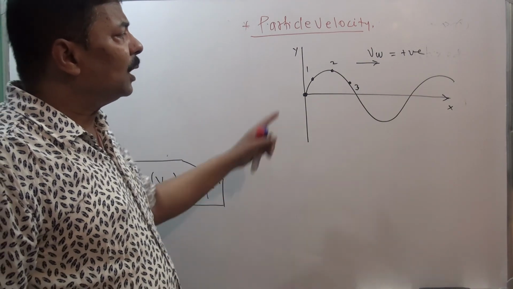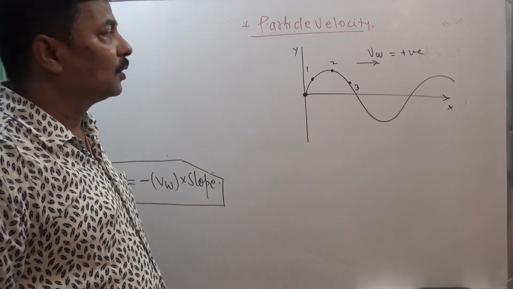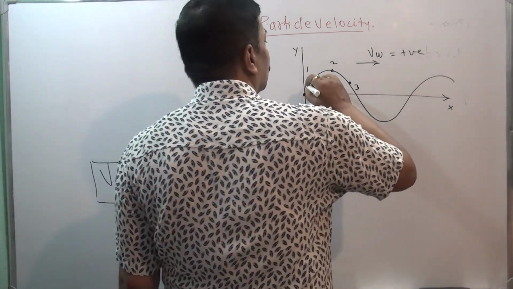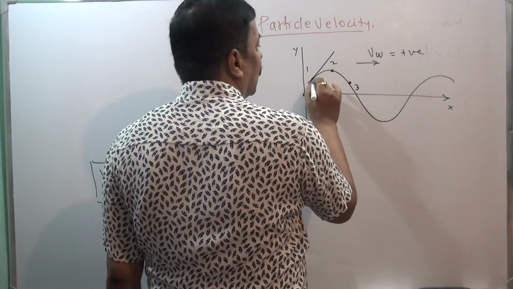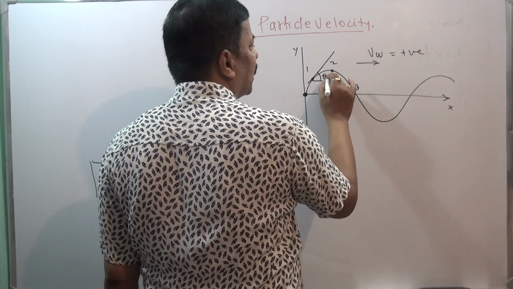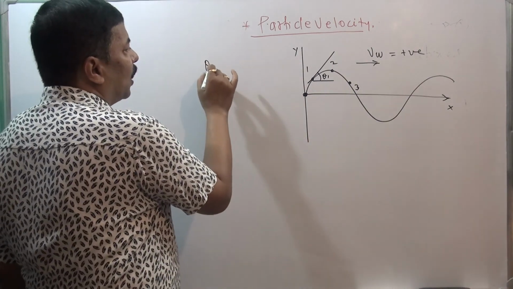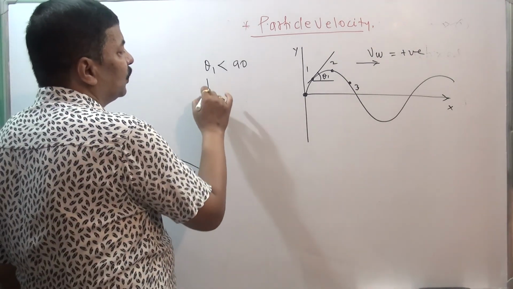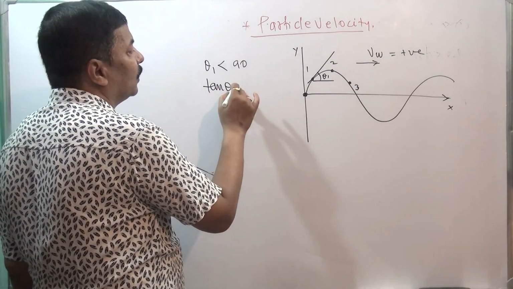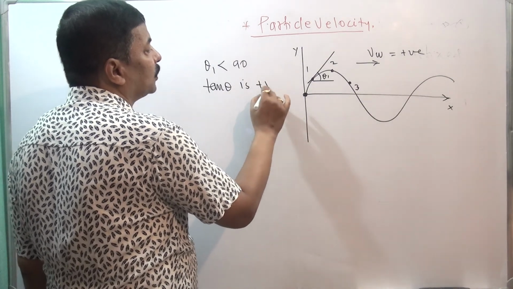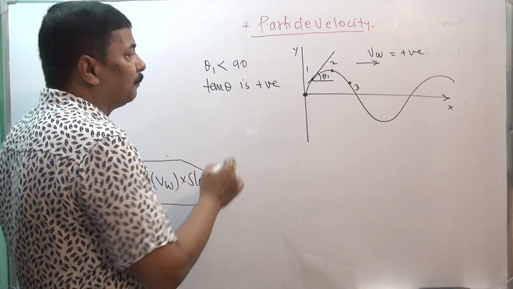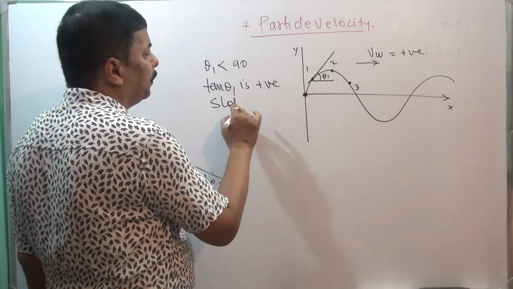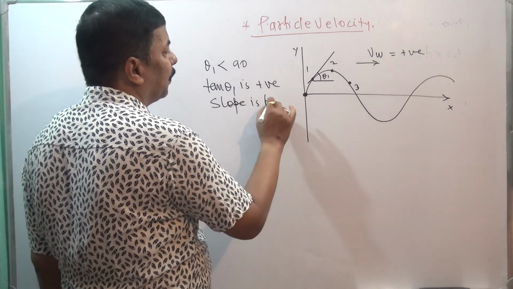Now, if we want to concentrate on the particle velocity of particle number 1, we have to find the slope. The y-x curve is there, you see. Here, theta 1. Theta 1 is less than 90. What does it mean? It means tan theta 1 is positive. And what is tan theta 1? Tan theta 1 is the slope. So the slope is positive.